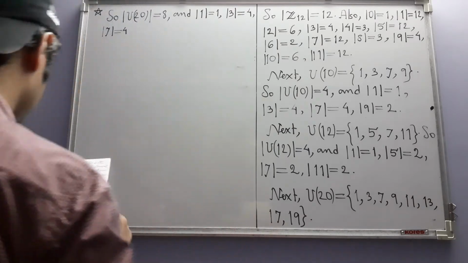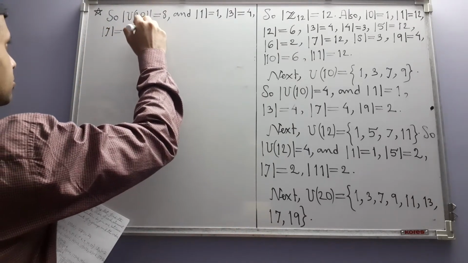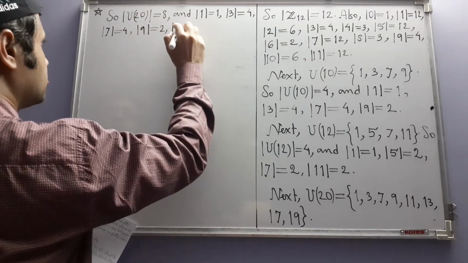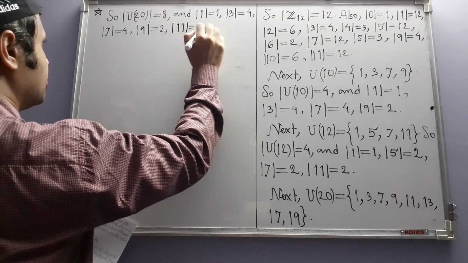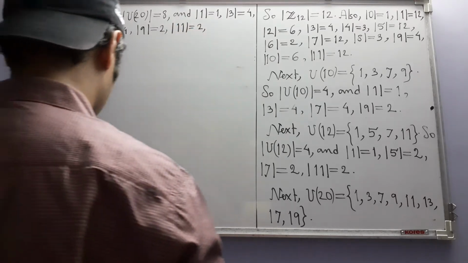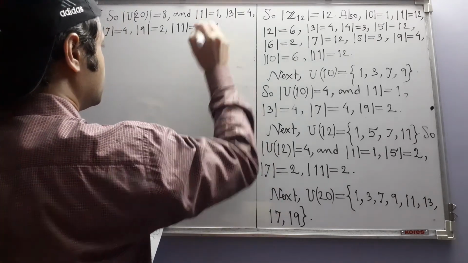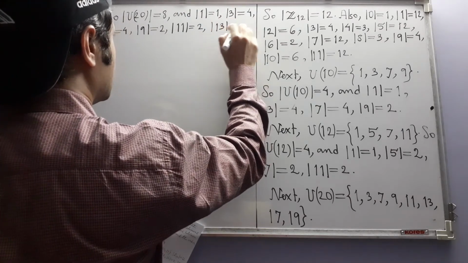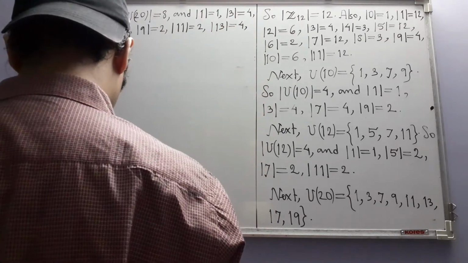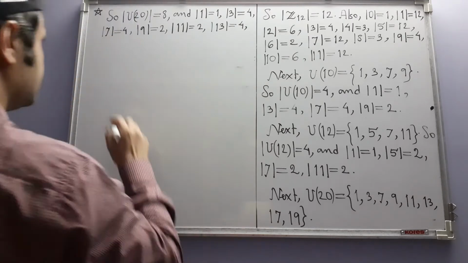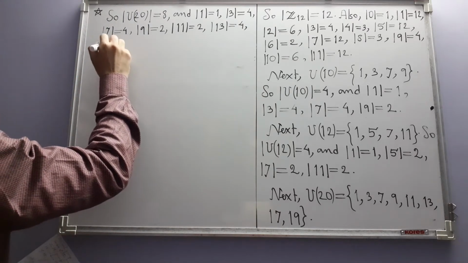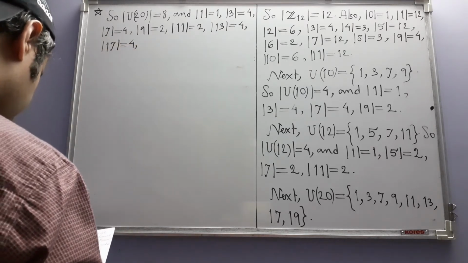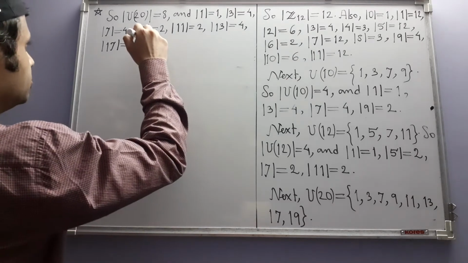Then order of 9 is 2. Order of 11 is 2. Order of 13 is, oh, did I miss? No, I did not miss 13. Is again 4. Order of 17 is 4. And finally order of 19 is 2.